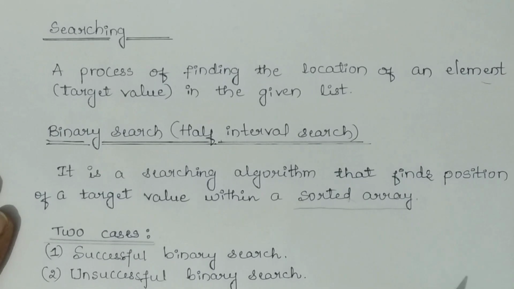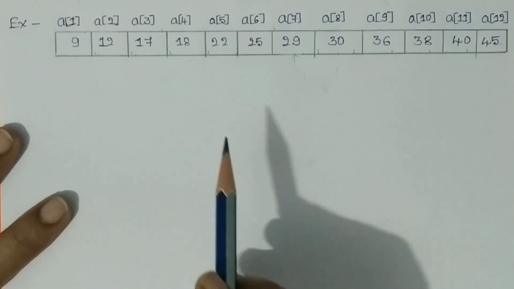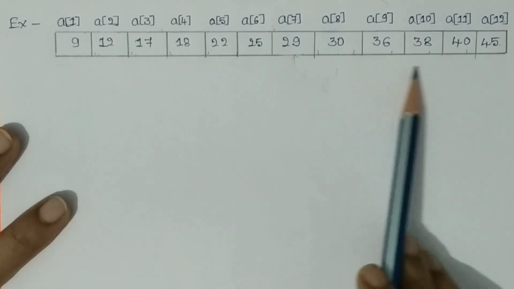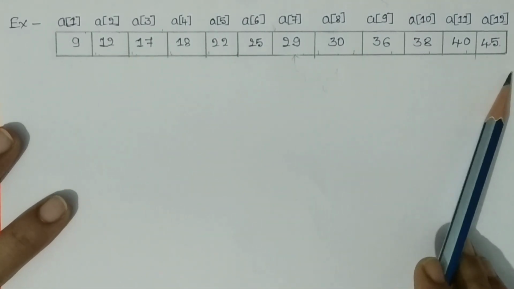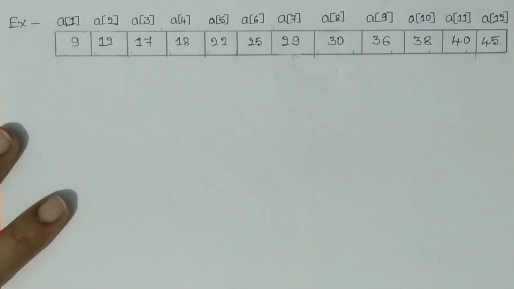There may be two cases. One is successful binary search, another one is unsuccessful binary search. And I am analyzing here the successful binary search algorithm. This is the example of sorted array elements. So, you need sorted array elements to apply the binary search algorithm.